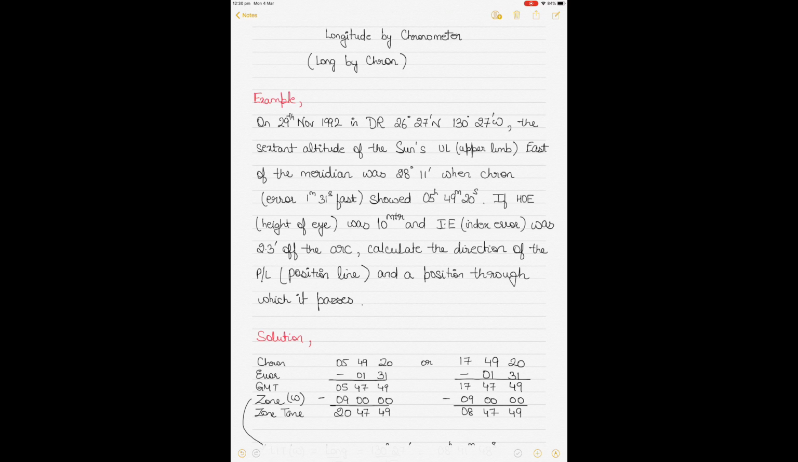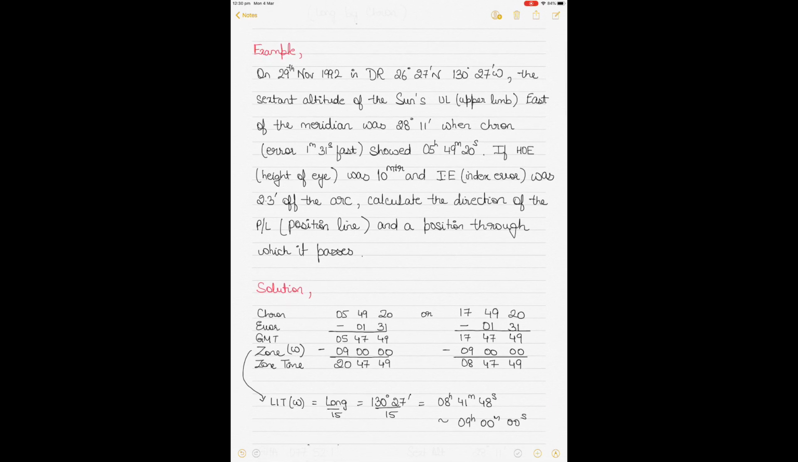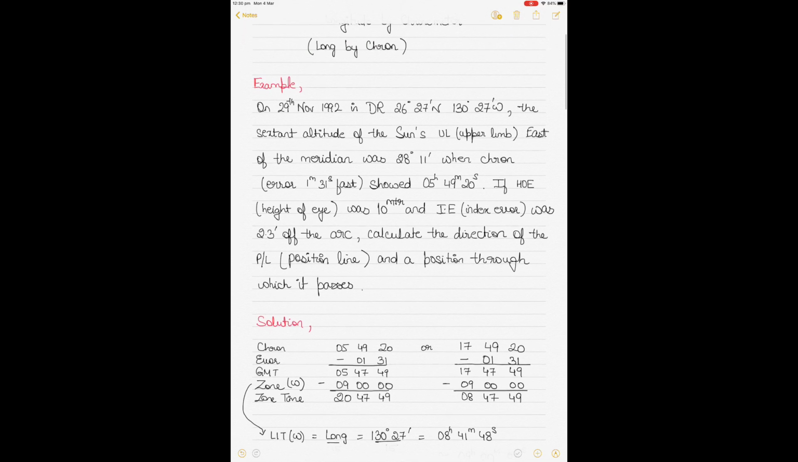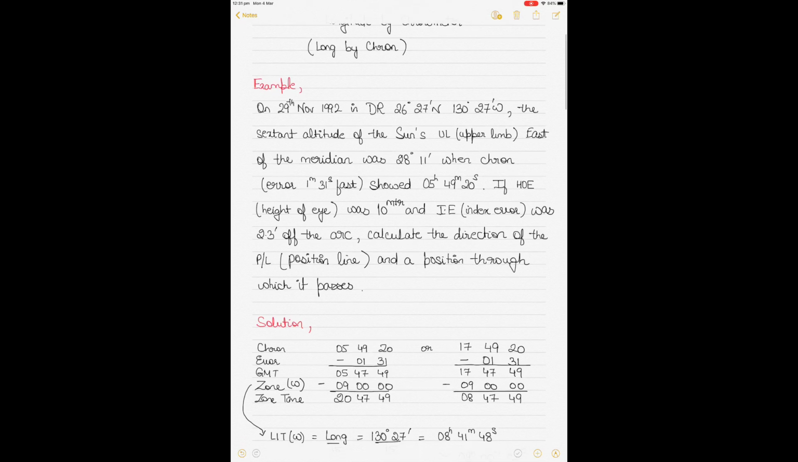So I've tried to explain this question as simply as I can so that you guys don't have any confusion regarding this method of calculating longitude or observed longitude and position line. And the method that we are using today is longitude by chronometer, or also called long by chron.